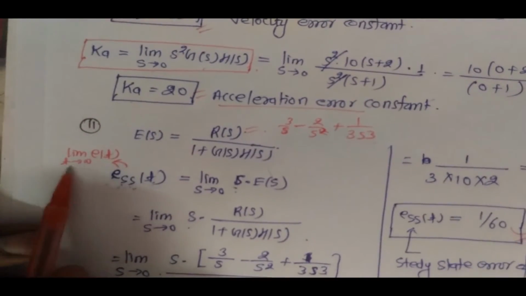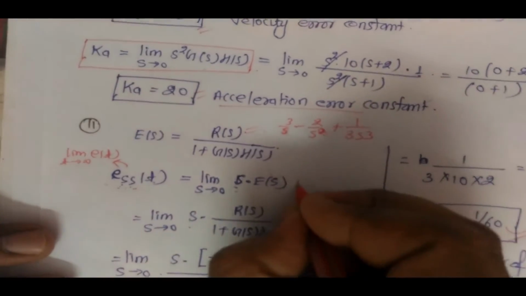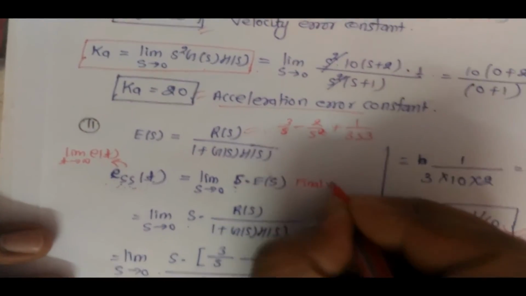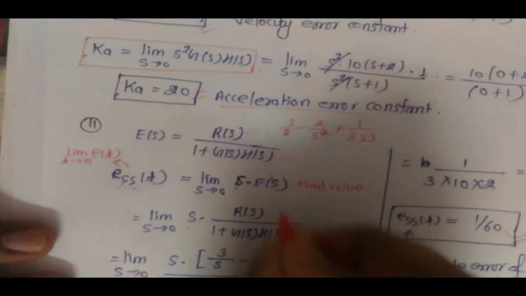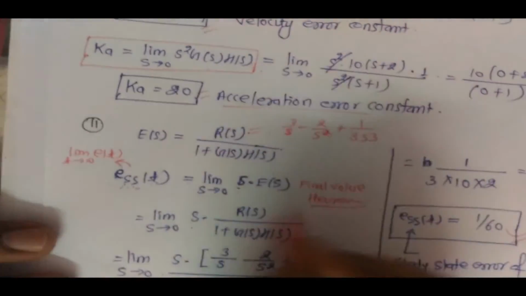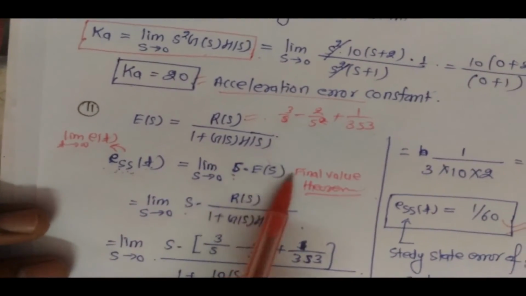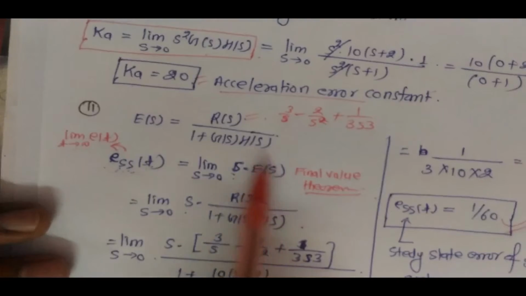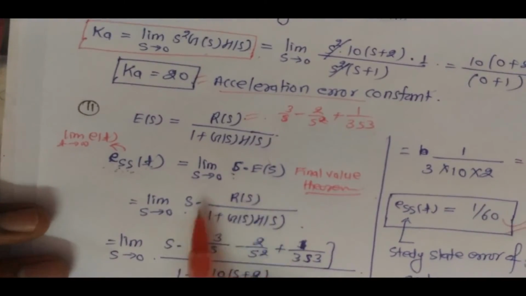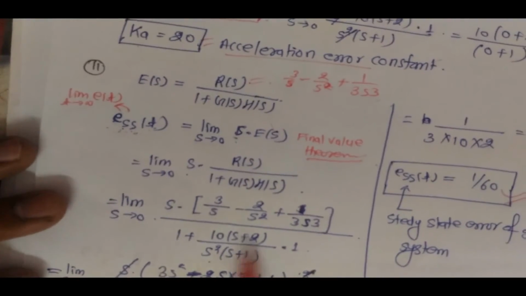Now see here, when t tends to infinity and s tends to 0, this is nothing but the final value theorem. By help of this equation we can find the value of E(s). We already know R(s) divided by 1 plus G(s)H(s). We put the value of R(s) and solve this equation.